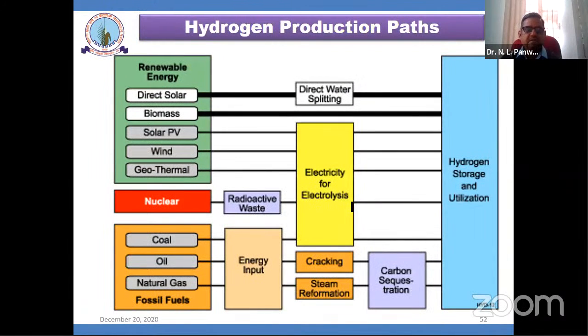Okay, this is called the biohydrogen production route. So this is simply solar direct splitting of water through the electrolysis process, or biomass through the gasification process. You can extract the hydrogen or feed it into the fuel cell also, and solar photovoltaics, all the electrolysis process, and radioactive coal gas and all these things.